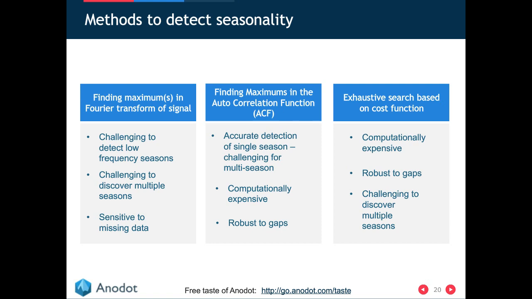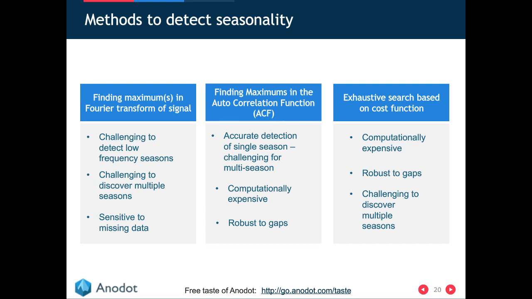The last one is to do an exhaustive search. So create a cost function that basically gives you a match whether there is a seasonal pattern or not, and then go through and compute that cost function exhaustively over a lot of possibilities of your season. That is very computationally expensive, but very robust to gaps, and again, challenging to discover multi-seasons.